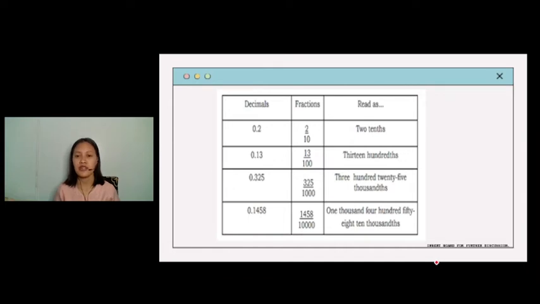What is the place value of our last digit? If you have 2 decimal places, convert it into fraction form. We can write it as 13 over 100, and it is read as 13 hundredths. The third example, 0.325, in fraction form is 325 over 1,000, and it is read as 325 thousandths.